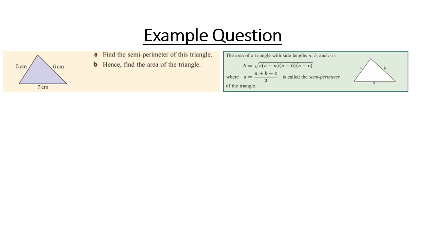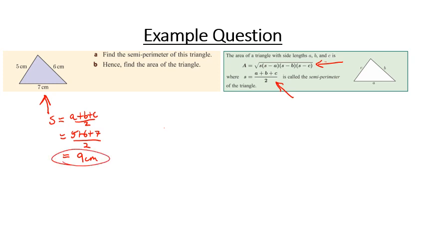So let's look at an example question involving Heron's law. I've got the formula for Heron's law here, and I've also got the formula for our s value, or semi-perimeter, here. And we're going to use this triangle to work it out. The first thing we need to do is work out our s. Remember, our s is a plus b plus c all over 2, which in this particular case is 5 plus 6 plus 7 all over 2. 5 plus 6 plus 7 is 18, divided by 2 gives us 9. So our s value is 9.